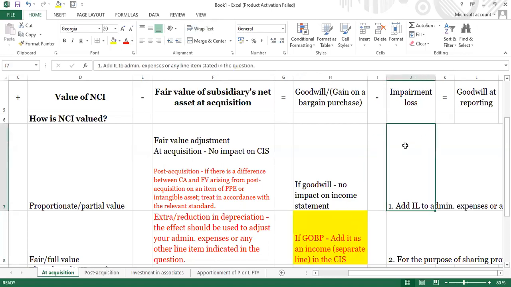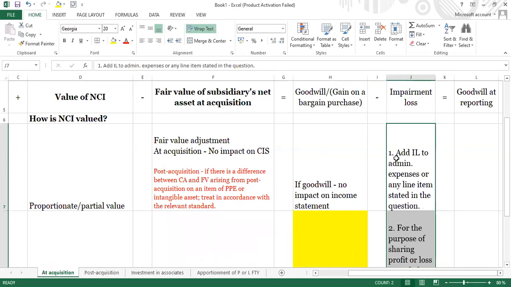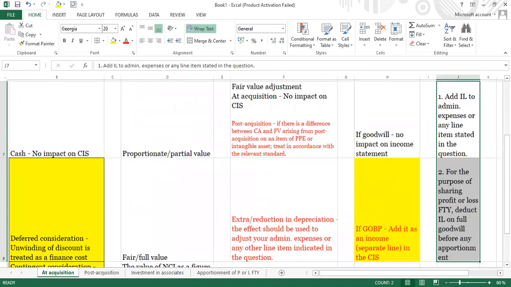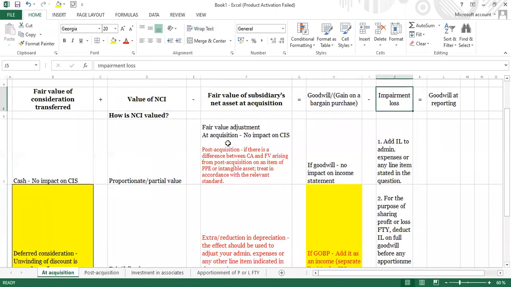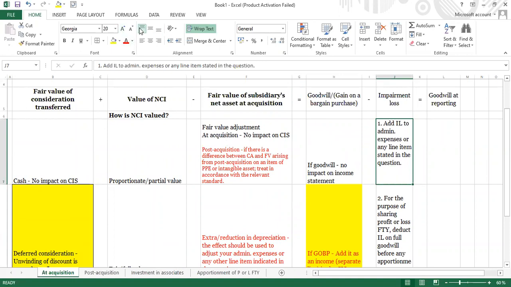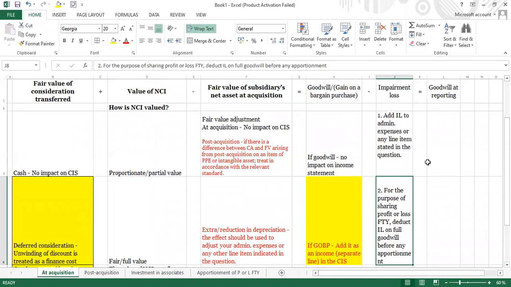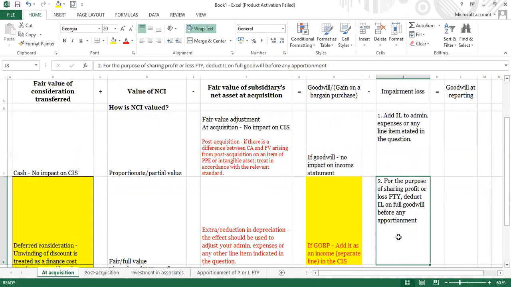Then to the final aspect, to the question raised by Mr. James. Once you have impairment loss, the first thing you do is add your impairment loss to administrative expenses or any line item stated in the question. Then for the purpose of sharing the profit or loss for the year, if you have impairment loss on full goodwill, it will also be brought in for the purpose of adjustment.